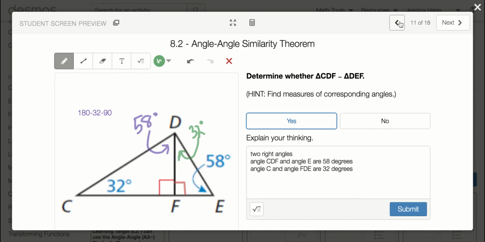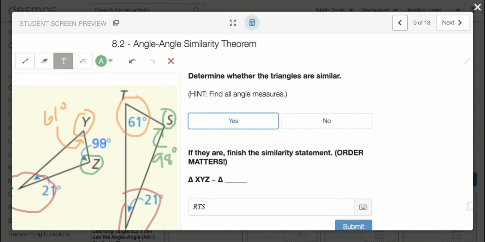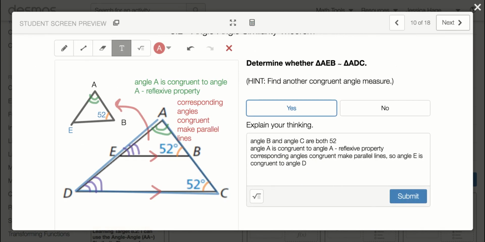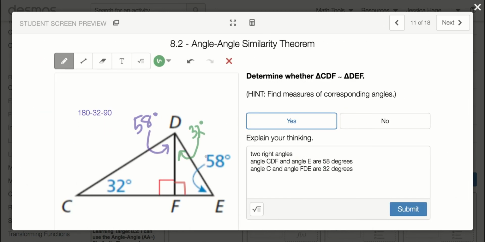And I know we've had all yeses here, but just watch out when you do your practice later this week for any time you do not get any angles matching up together, and then it would be a no. So anytime you do not get 58 and 58 or 32 and 32, then we would select no. But we do have all of our angles congruent here.